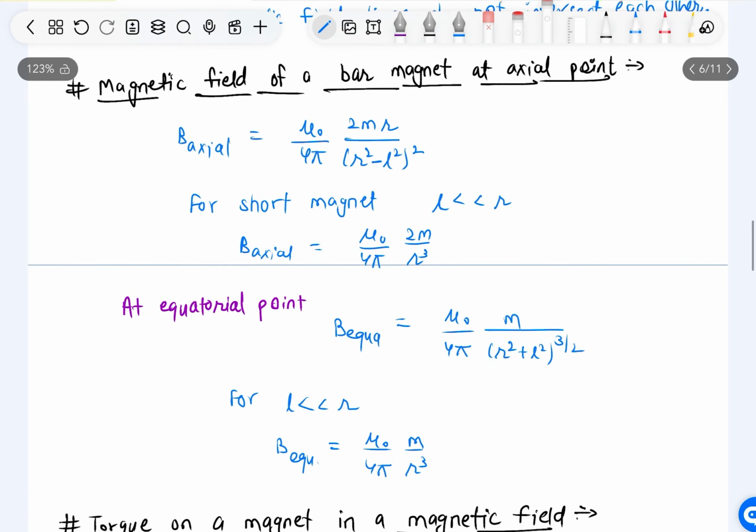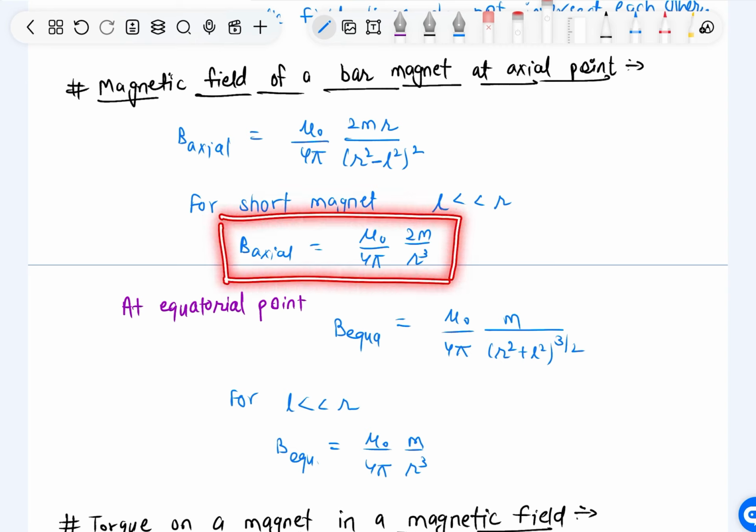Next is the formula sheet. This is for the magnetic field of a bar magnet at an axial point. At the axial point, the value of the magnetic field is mu naught upon 4 pi, 2 M r upon (r square minus l square) whole square. And for a short magnet, we can say l is very, very less than r, then we can neglect l square.